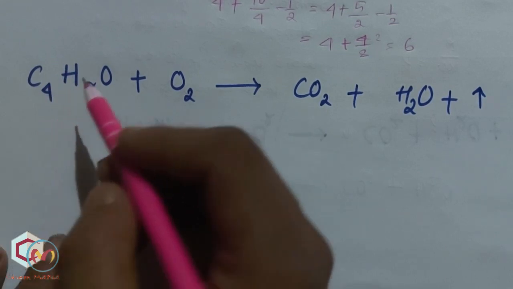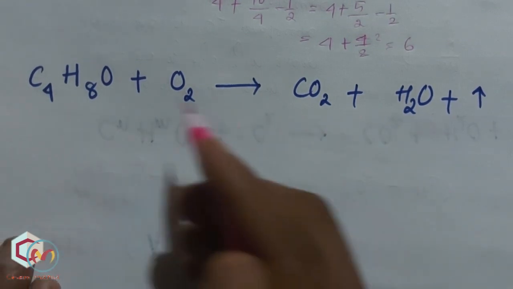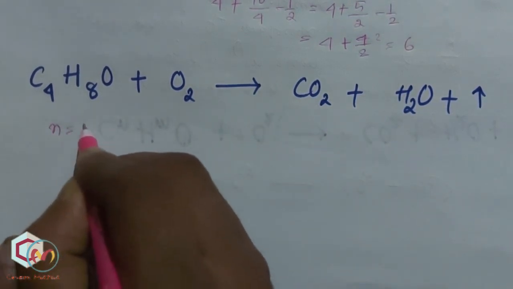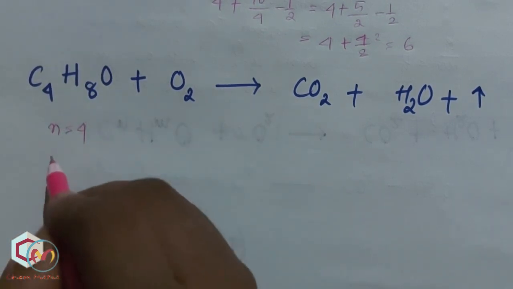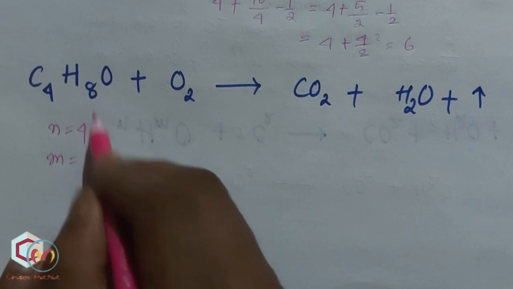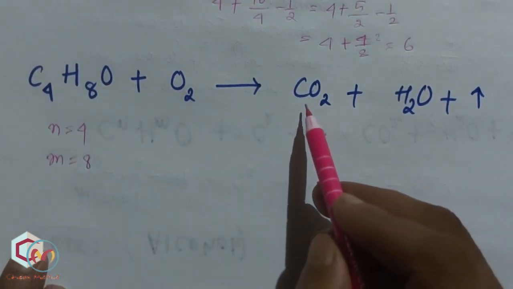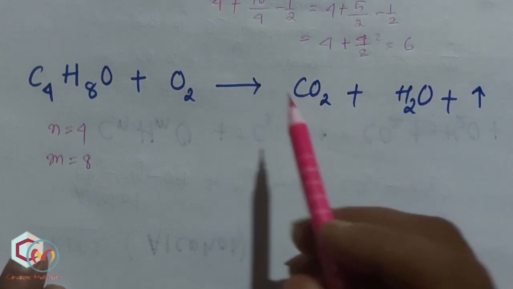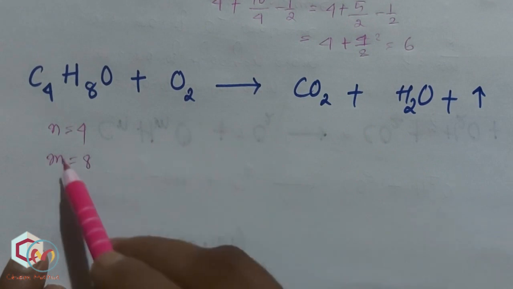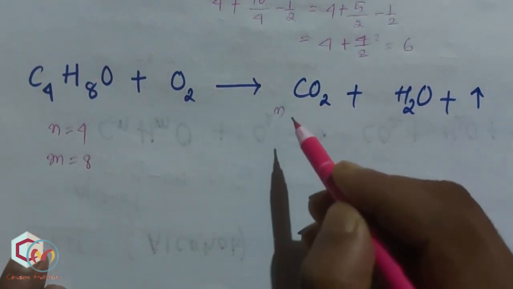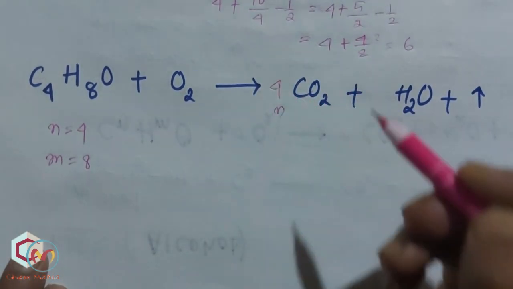So we'll balance this combustion reaction. N is equal to 4 here, that is the number of carbon atoms, and m is equal to 8 here, the number of hydrogen atoms. So we will balance the CO2 molecule first. The number of carbon atoms present in the reactant side is 4, so we will multiply by n. So what is the value of n? That is 4. So we will multiply 4 here.